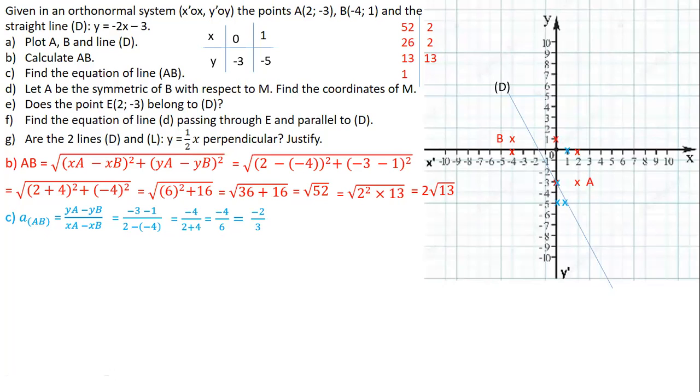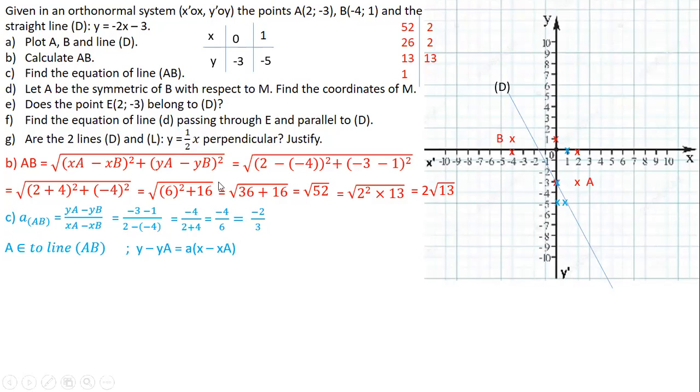It passes through A and B. So we can use: A belongs to line AB. Bravo. So A belongs to line AB. What do we write? Y minus YA equals slope into X minus XA. Bravo, Amir.